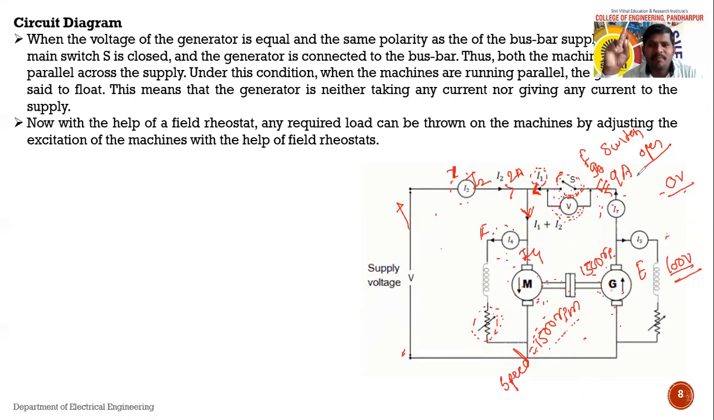Can anyone tell me the voltage across short circuited terminals? Zero. Yes, the voltage across a short circuit is 0.